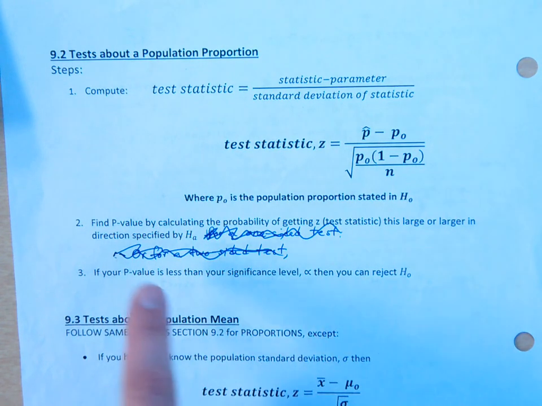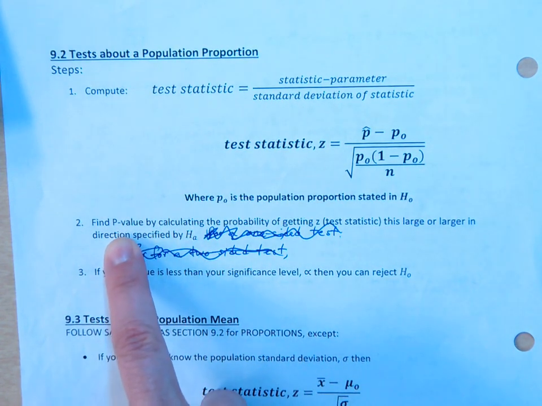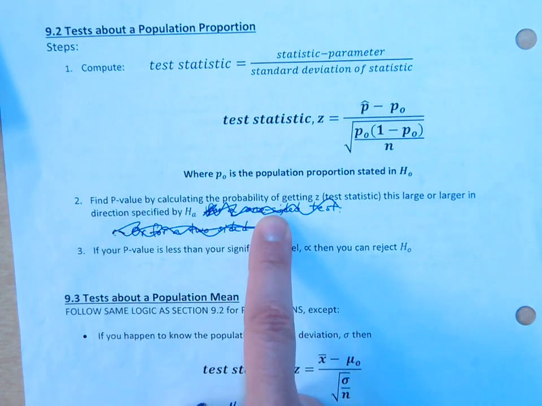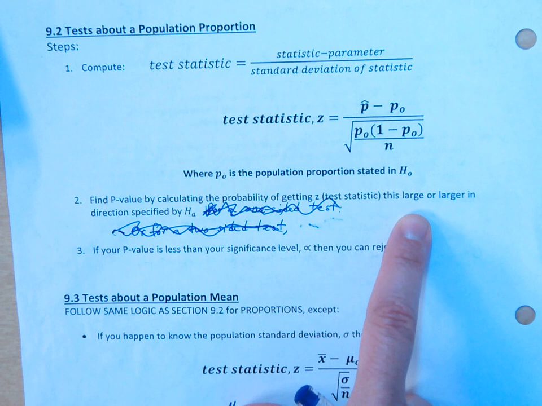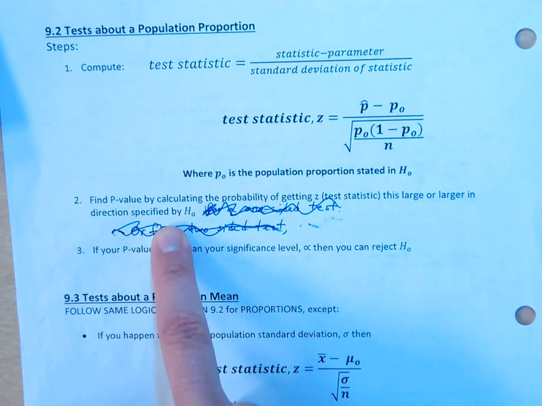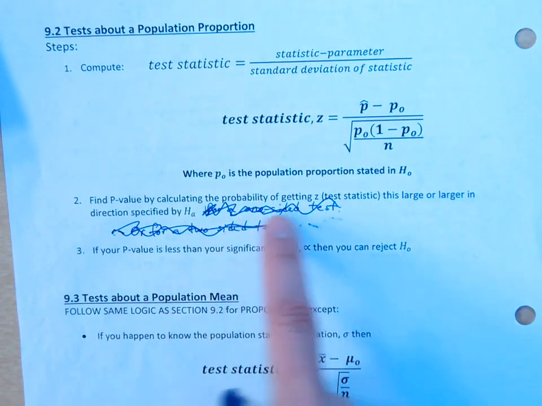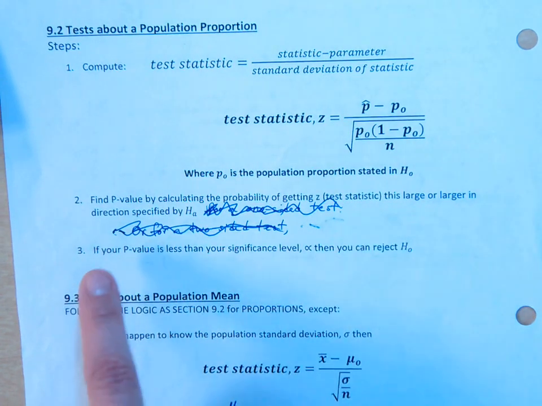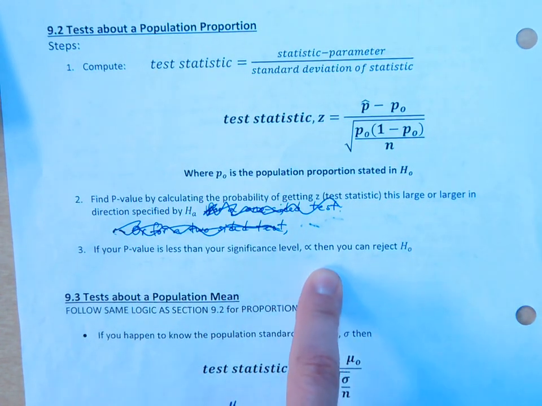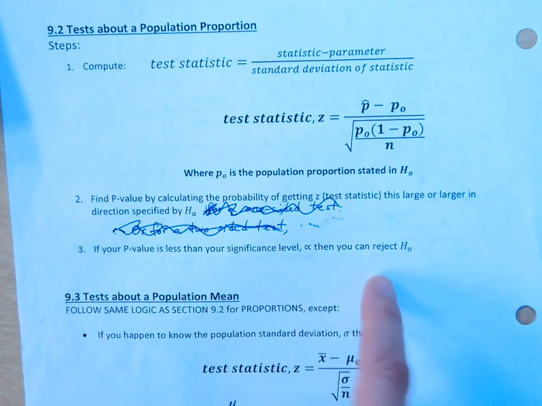So to see if we have evidence against it, we have to find what's called the p-value. That's the probability of getting that particular test statistic, so that's going to be looking at the area under the curve, that large or larger in the direction specified by your alternative. If your alternative is less than, we're looking for area to the left. If it's greater than, we're looking for area to the right. And we'll talk about not equal to next time. And then if your p-value is less than alpha, you already knew that, then you reject H naught.